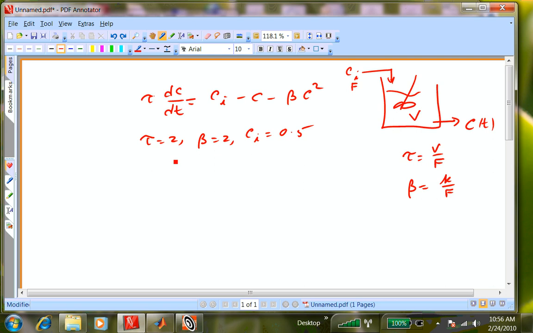Second order reaction, and that makes it a nonlinear problem. So the function that I have here, tau dc/dt, equals this nonlinear function with ci and c as the input and output. Beta is a number, and that function is given by ci minus c minus beta c squared.